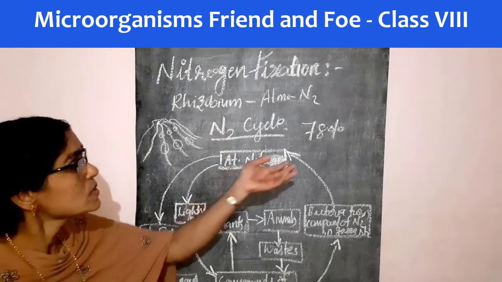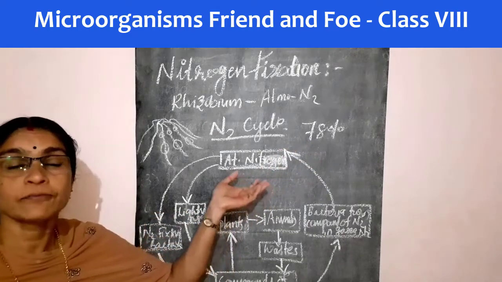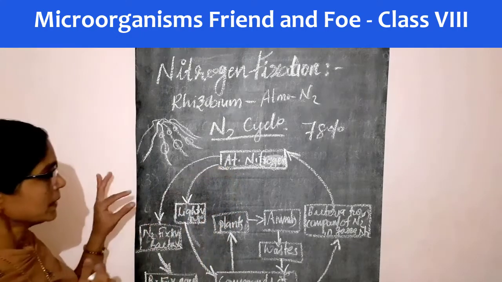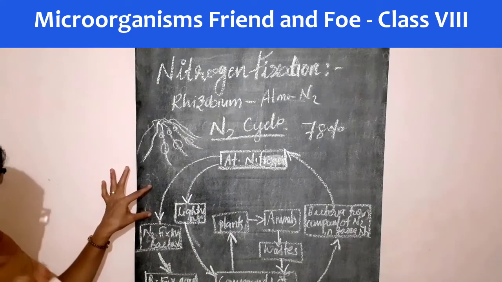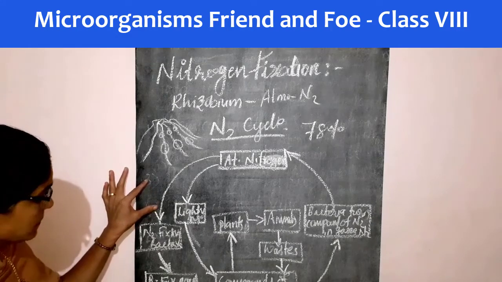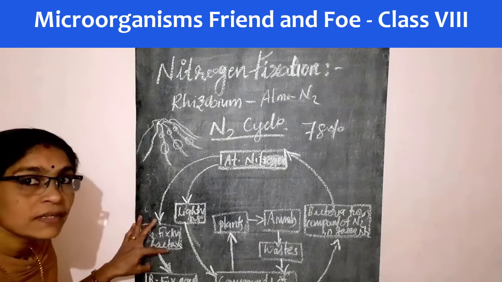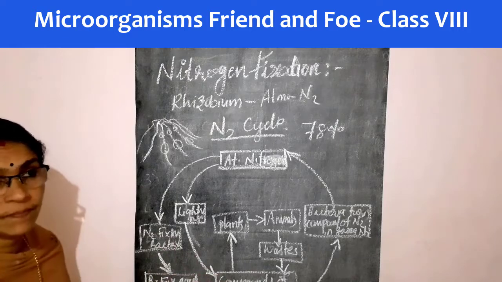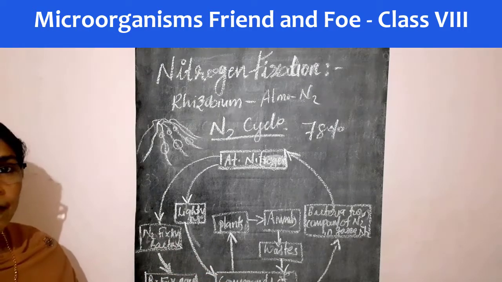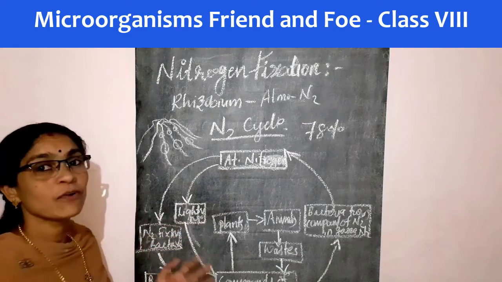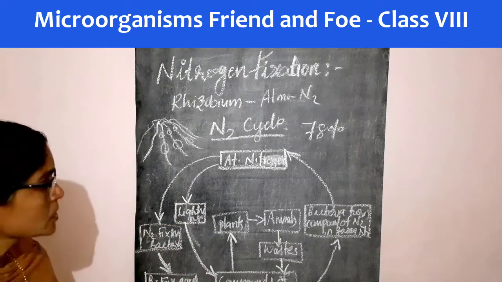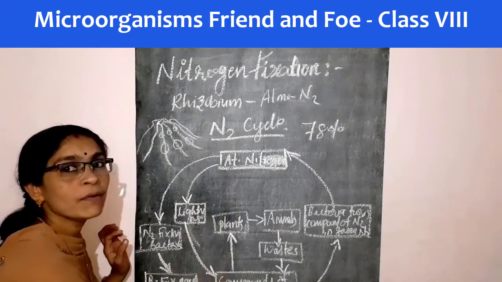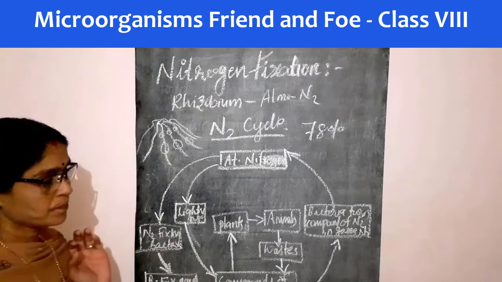In the atmosphere, around 78% of nitrogen is present in the gaseous state. And this atmospheric nitrogen is taken up or fixed by either blue-green algae or rhizobium bacteria. They convert the gaseous nitrogen into nitrogenous compounds and add it into the soil. Now the nitrogen is present in the soil in the form of compounds. Also, by the process of lightning, some amount of atmospheric nitrogen is fixed in the form of nitrogenous compounds.